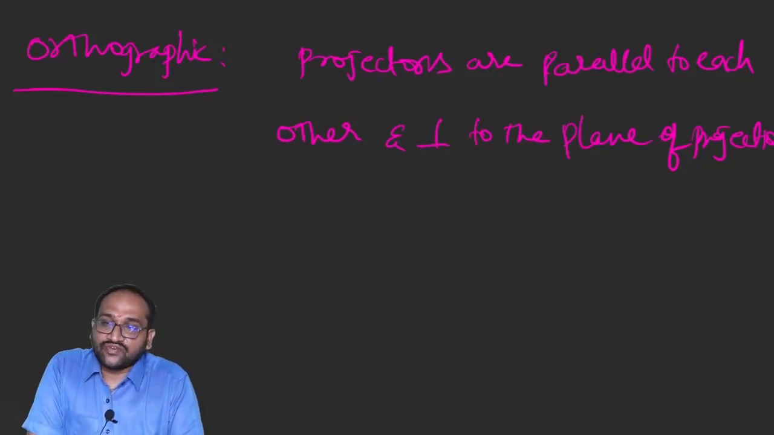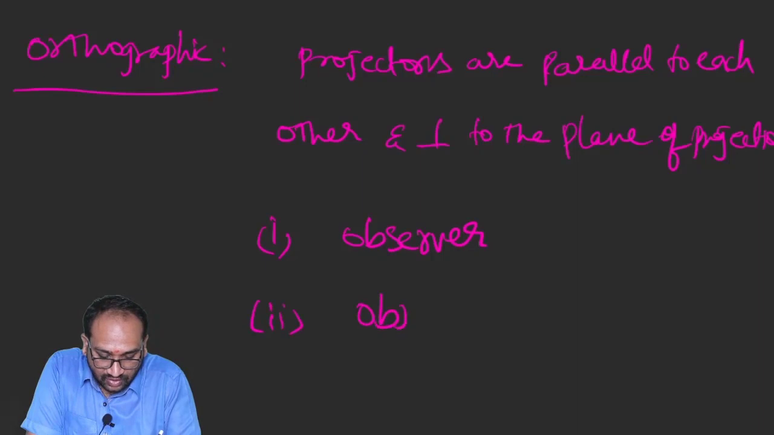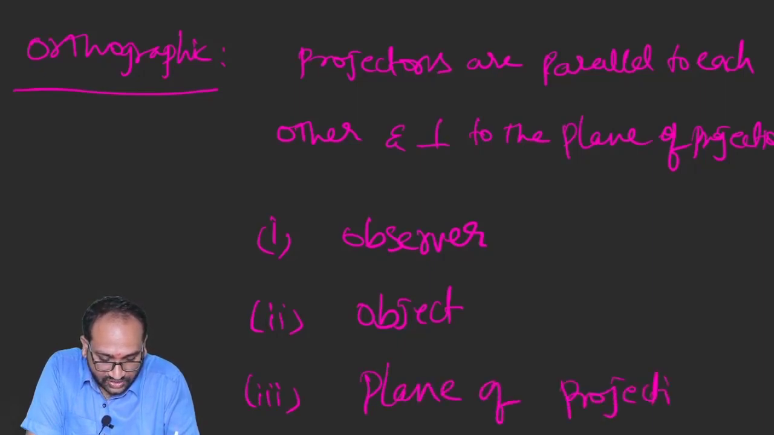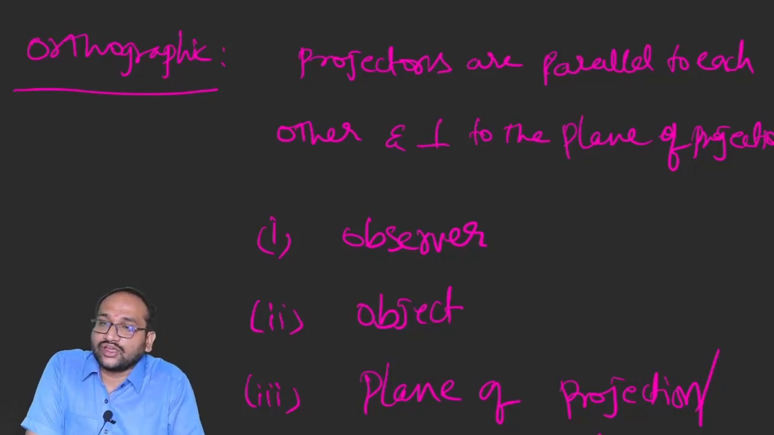To draw orthographic projection, we require three things. First one is observer, second one is object, and third one is plane of projection, also known as screen. These three are essential to draw orthographic projection: observer, object, and plane of projection.